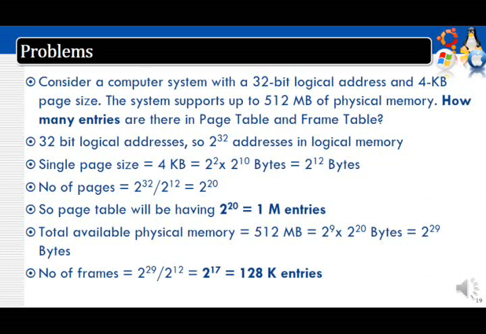So the page table will have that many entries because we will have that many pages. Likewise, the frame table will store the total number of frames. Again, in order to get the number of entries in the frame table, you need to make use of the capacity of physical memory. Physical memory here is given as 512 MB. 1 MB is equal to 2 power 20, so 512 MB is equal to 2 power 9 into 2 power 20. So the number of frames is equal to 2 raised to 29 divided by 2 raised to 12, which is equal to 2 raised to 17, which means that there will be 128K entries.